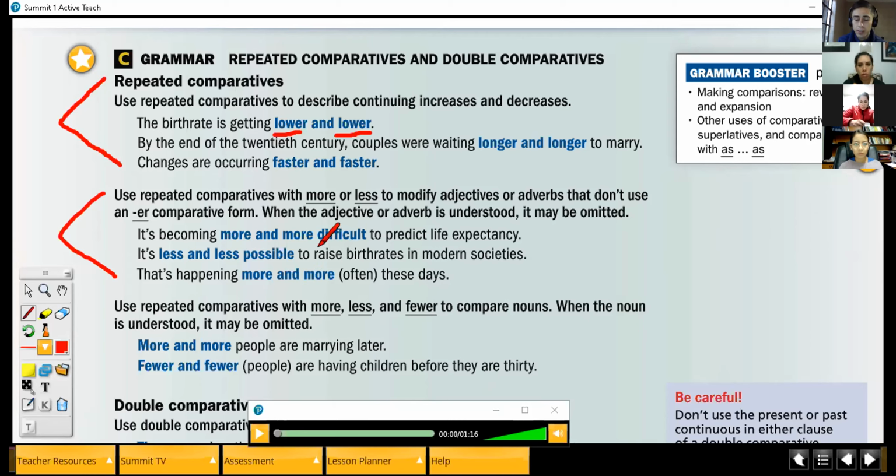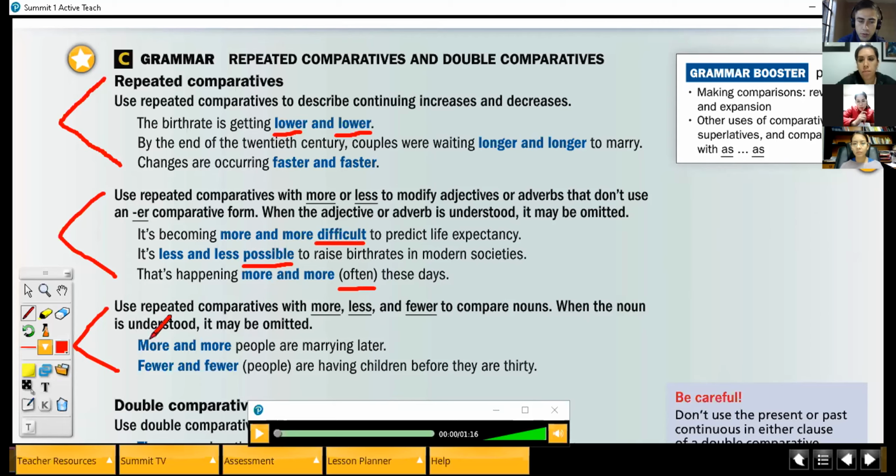Can you guys give me examples of long adjectives? Beautiful, that's right. Interesting, correct. So we're gonna use more and more or less and less for those. And in this case, often is a short adjective or adverb, but it doesn't follow the er structure. Yes, you need to add more and more, even though it's short.